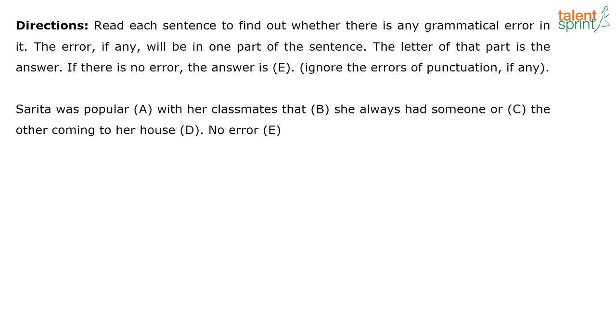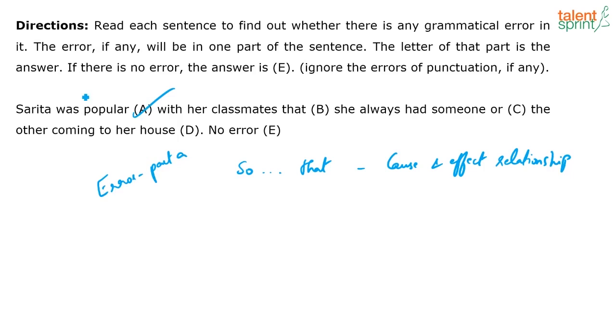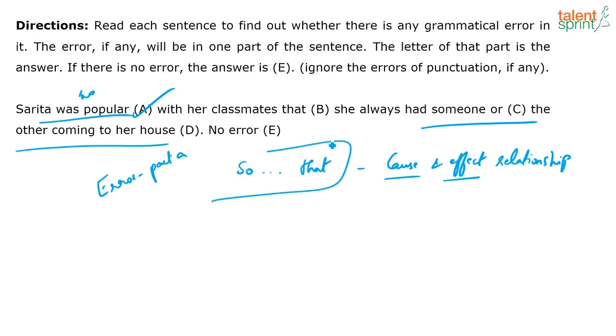Yeah, basically, this again is a subordinating conjunction, right? Have you heard of the expression so that? Always bringing in a cause and effect relationship. So that's exactly what we need here. The error is in part A. She was so popular with her classmates that she always had someone or the other coming to her house. The effect is she had someone or the other coming to her house. The reason is that she was so popular. That's why this expression brings in that cause and effect relationship, right?